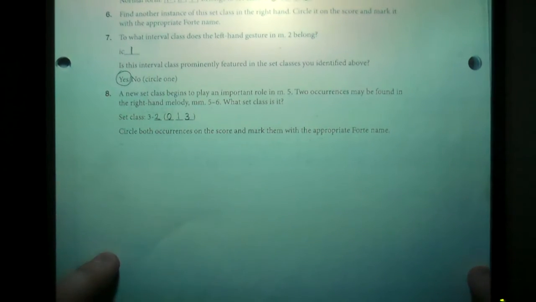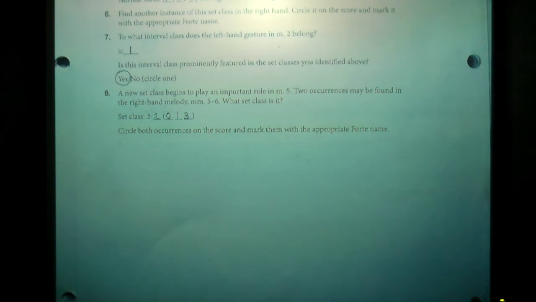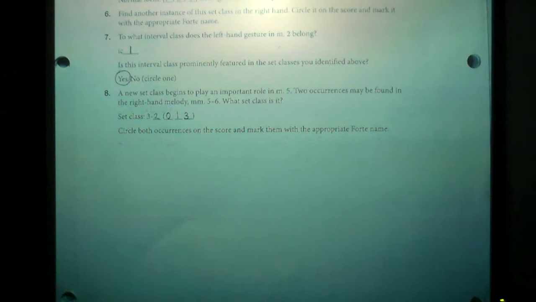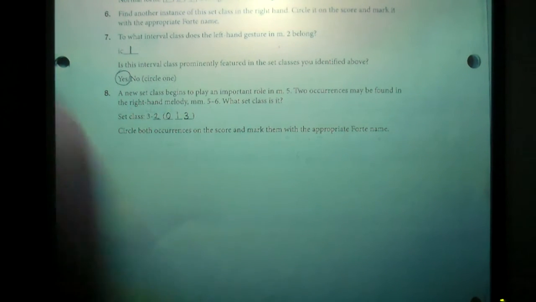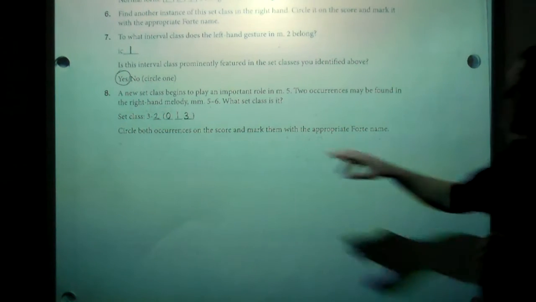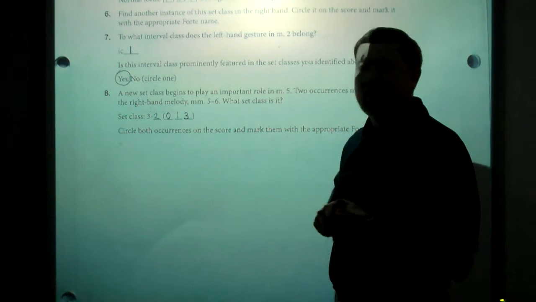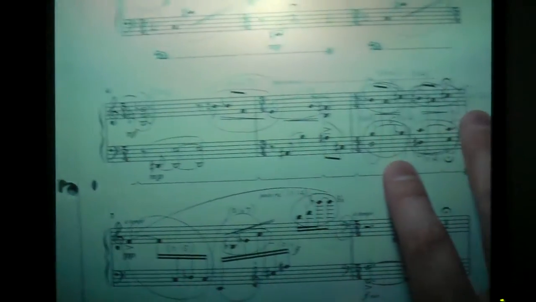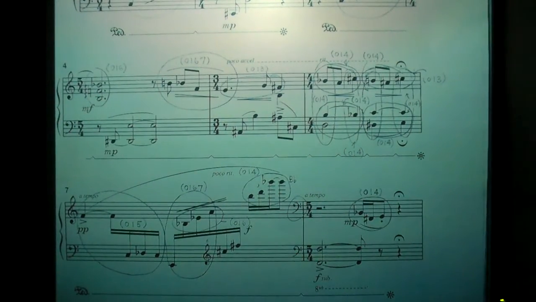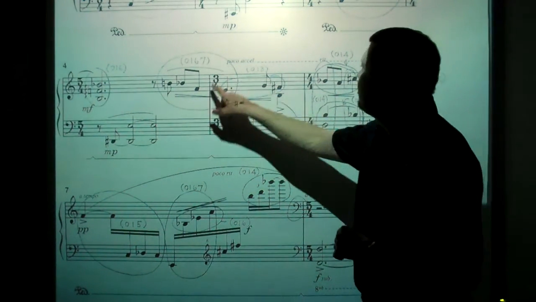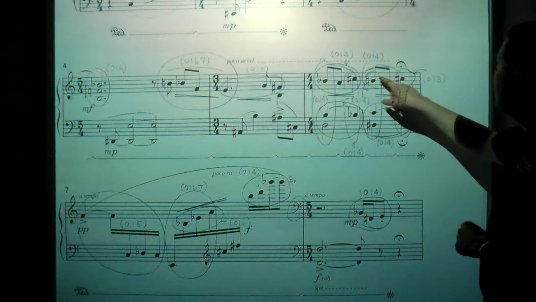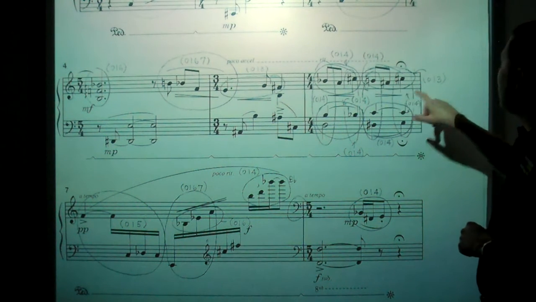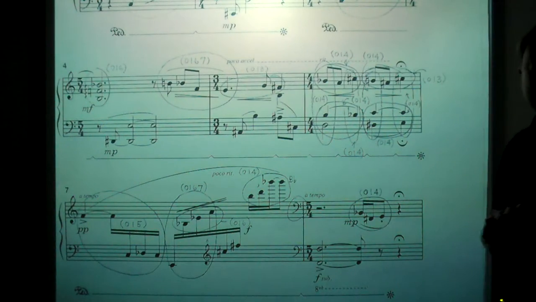Finally, number 8 says a new set class begins to play an important role in measure 5. 2 occurrences may be found in the right-hand melody, measures 5 and 6. So what set class is this? Well, the answer is going to be set class 013. That's the prime form, or the Forte name 3-2. And it looks like the two occurrences of that set class are right here. The melody notes in measure 5 belong to 013, and the last three pitches of measure 6 in the right hand, as I mentioned, belong to set class 013.